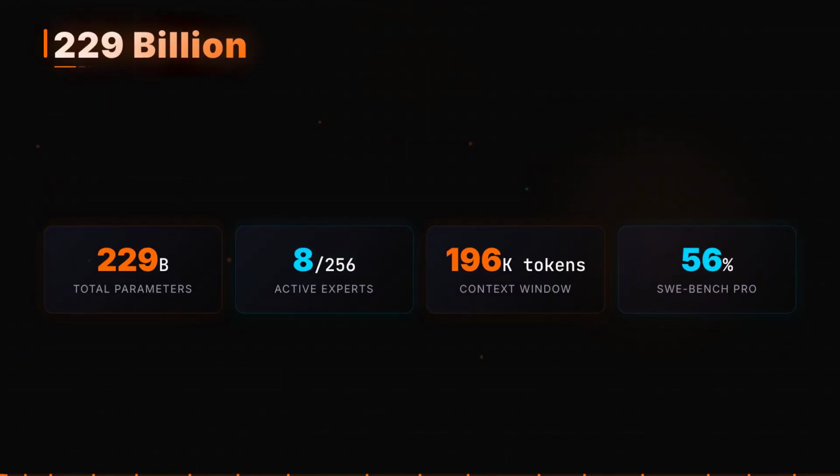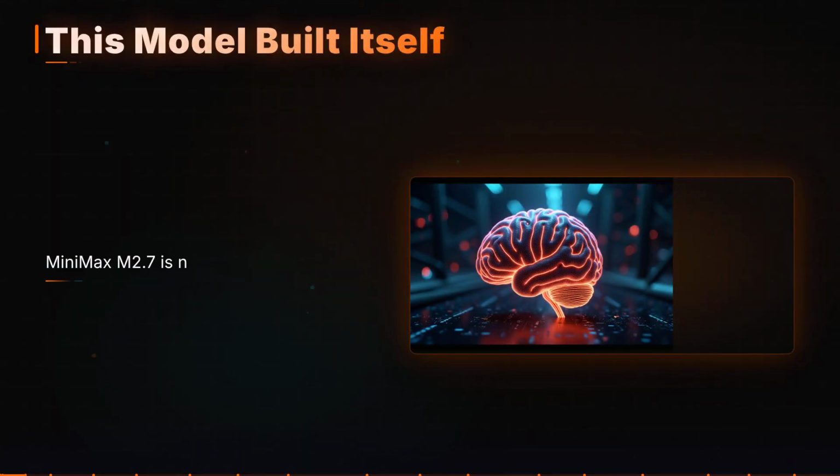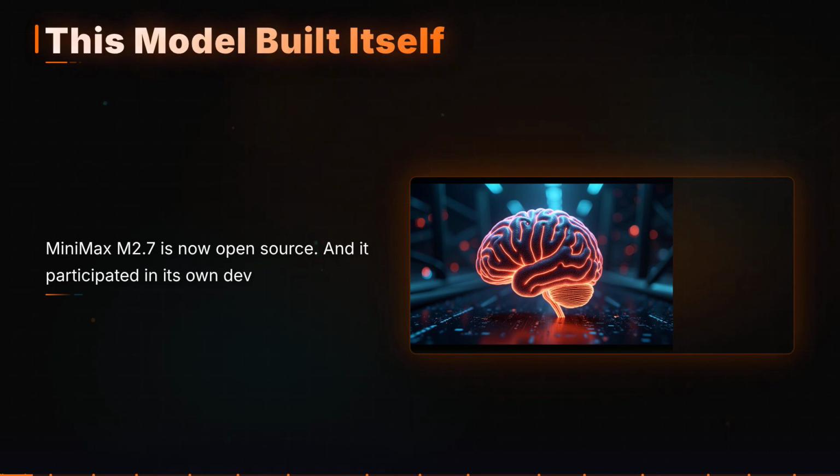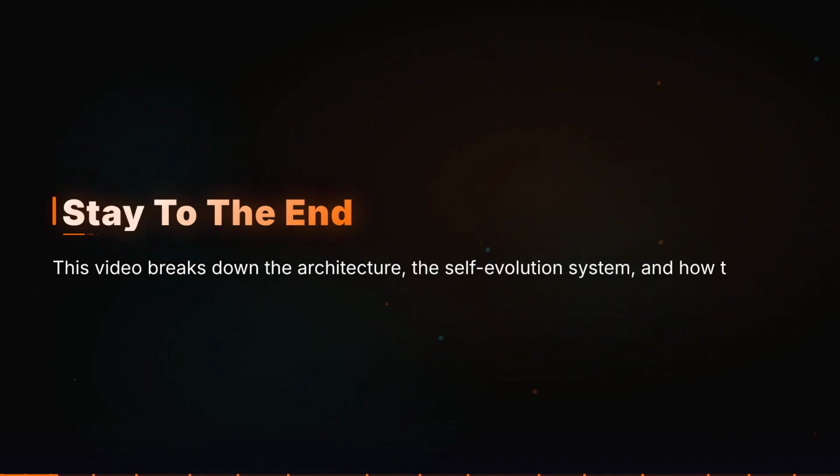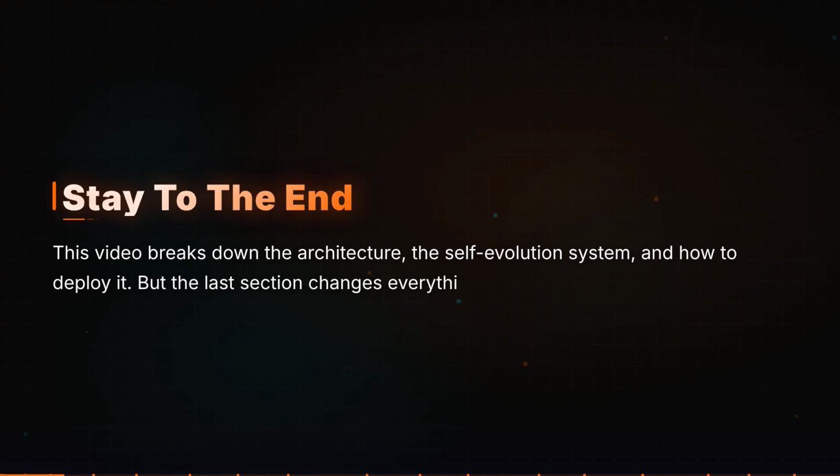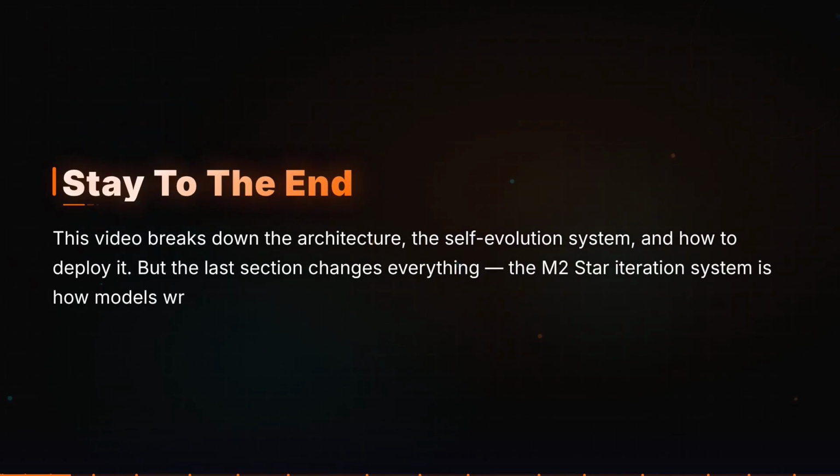229 billion parameters, 256 experts, 19.6K context window. Let that sink in. MiniMax M2.7 is finally open source. And the craziest part, this model participated in its own development. In this video, I'll show you the architecture, the self-evolution system, and how to deploy it. But stay to the end.